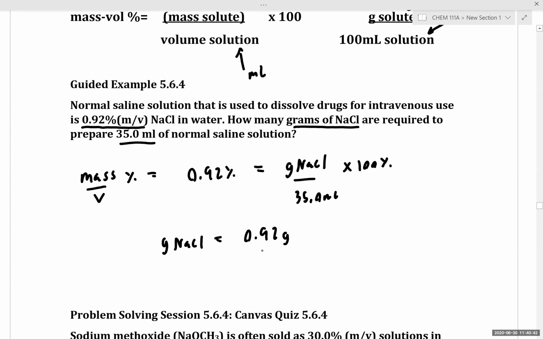Solving for the grams of sodium chloride, we get 0.92 gram per milliliter times 35 milliliters over 100. And that in turn gives us the following result. When we punch it into our calculator, 0.92 times 35 over 100, that gives us 0.322 grams.